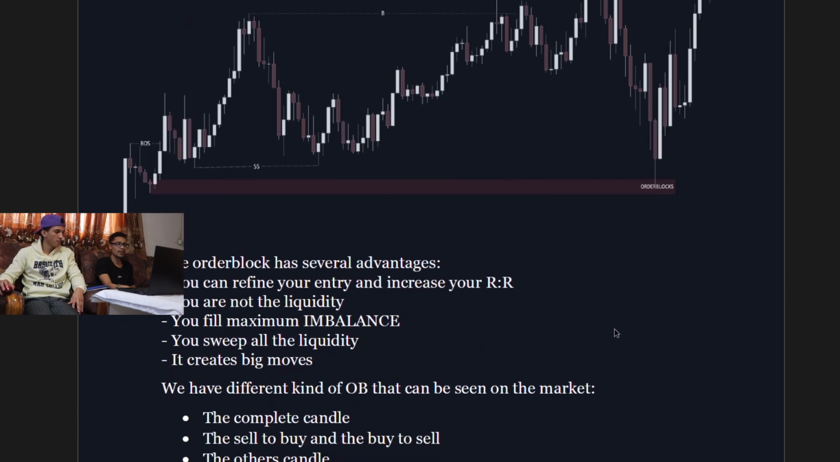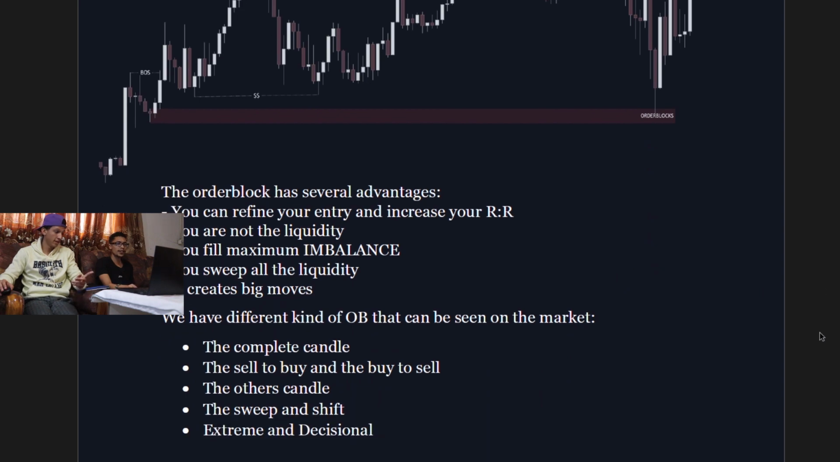Order blocks have several advantages. You can refine your entry and increase your RR, which is risk reward. Yeah, risk reward.